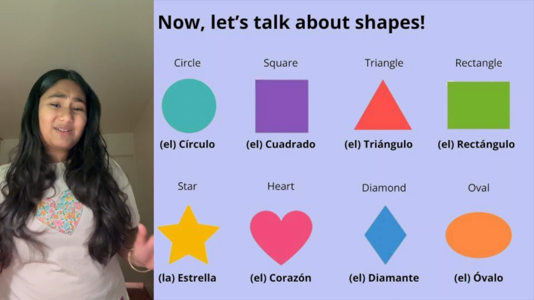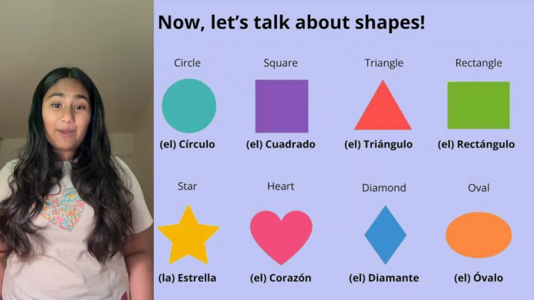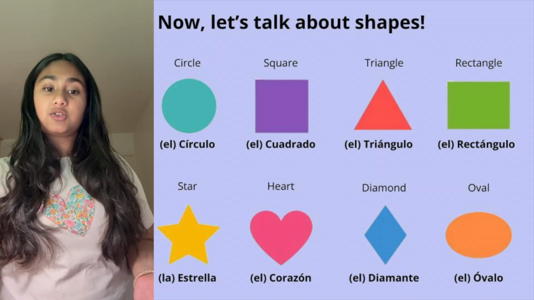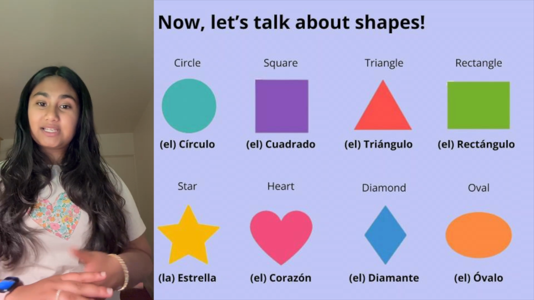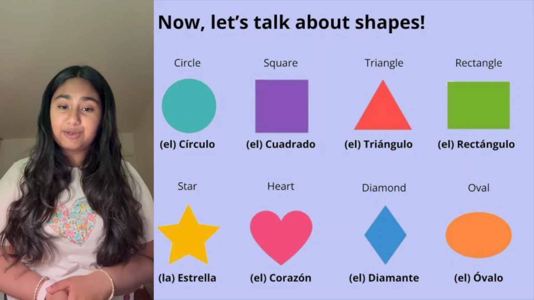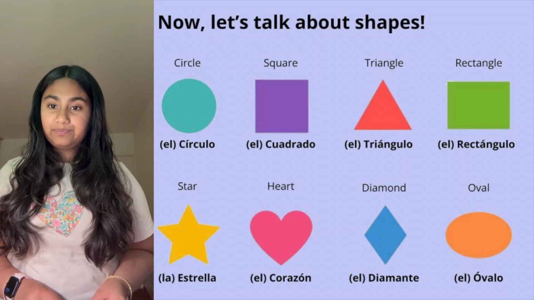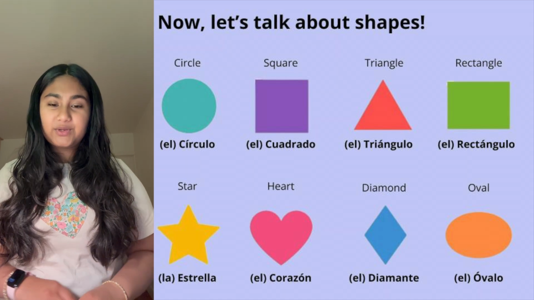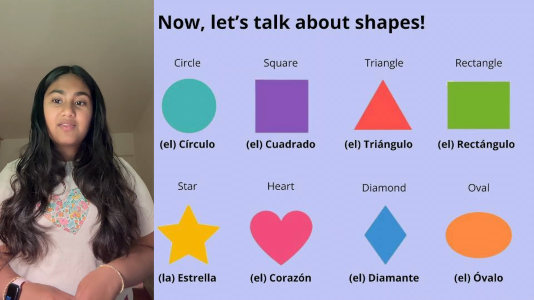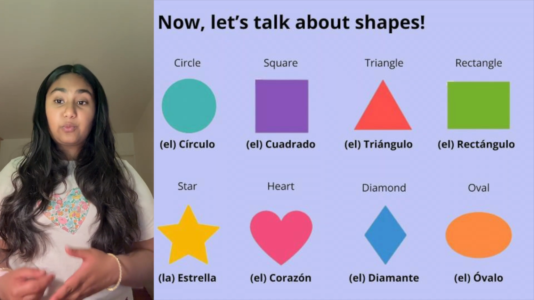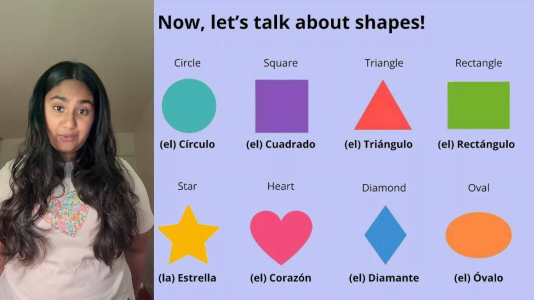Now that we've pretty much mastered the basic colors, let's talk about some shapes. These are just the basic shapes that you would use to describe most things around you. So let's just get started. And again, feel free to repeat after me. First, you have circle, which is círculo. Then there's square, which is cuadrado. Then there's triangle, which is triángulo. Then there's rectangle, which is rectángulo.